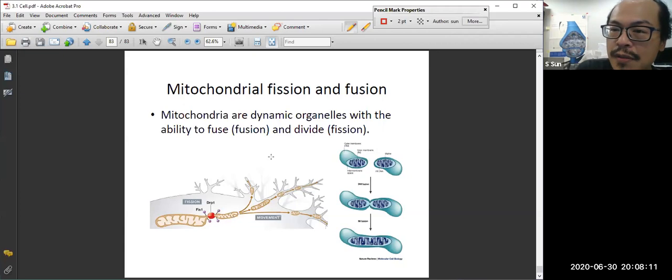Mitochondria can be produced by fission, just like what we mentioned about the peroxisome. So it can break apart, 1 becomes 2, 2 becomes 4. Each one can also grow.